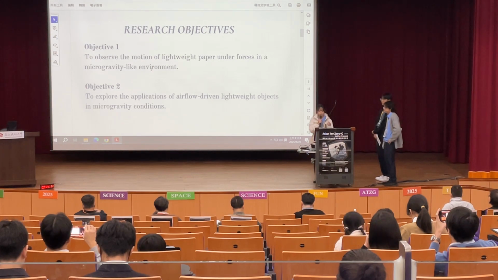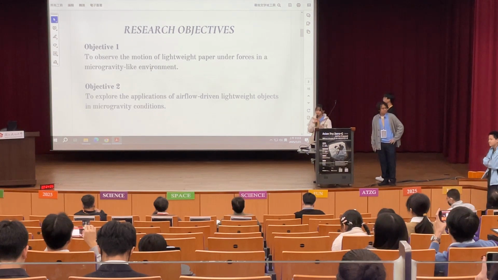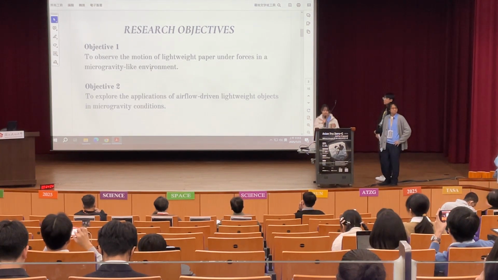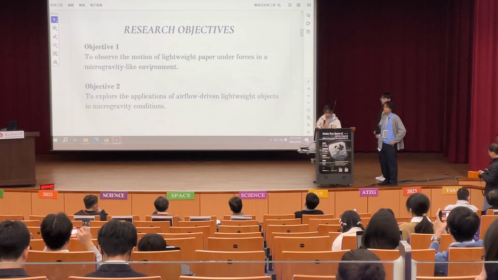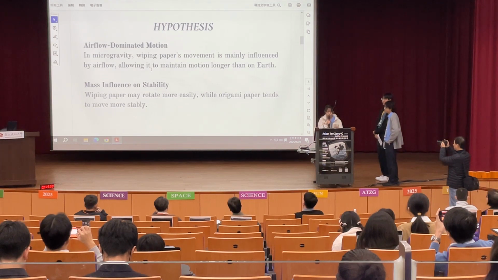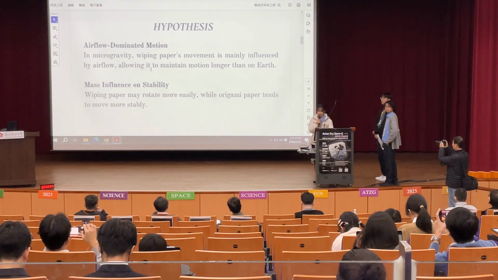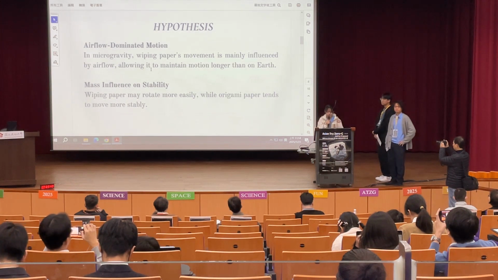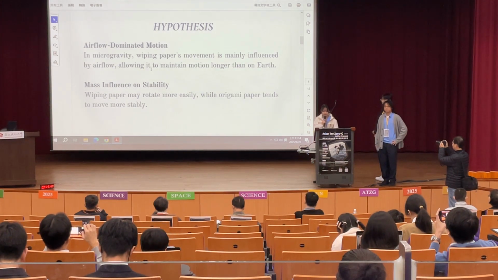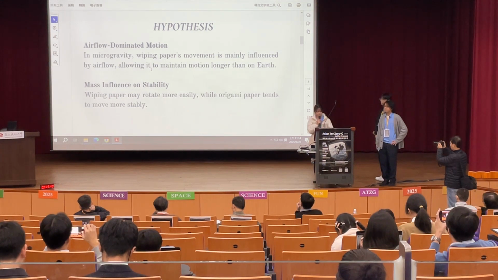And also, our objectives are to observe their motion under forces and investigate potential applications in such environments. We hypothesize that airflow will dominate an object's motion in microgravity. We also assume that the mass and the shape of the object will affect its stability. For instance, a lint-free white may rotate more, while origami paper could exhibit steadier movement.